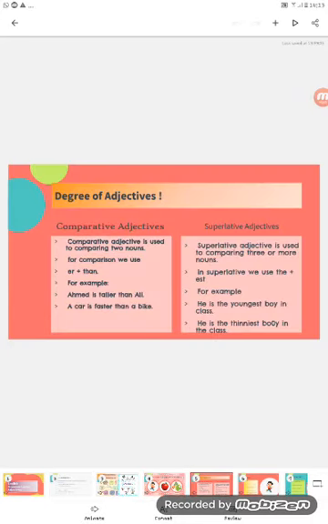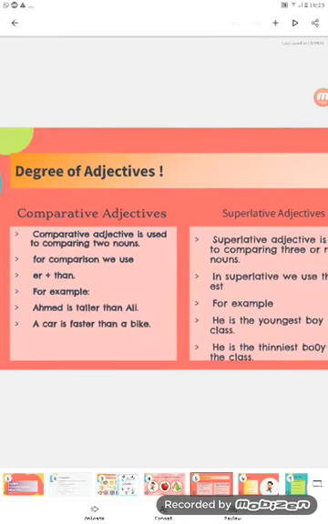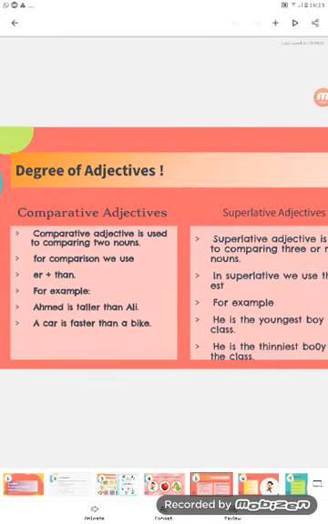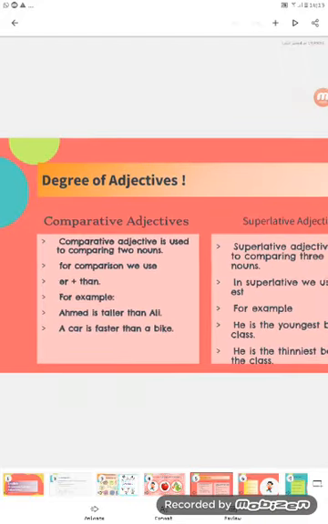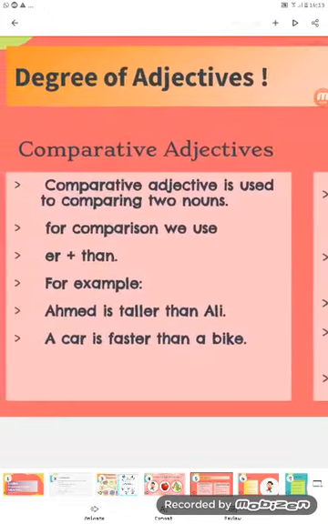Let's move on to another domain of adjectives, and it is called the degree of adjectives. Comparative adjectives and superlative adjectives. Let's see the comparative adjective first. Comparative adjectives are used to compare two nouns. Remember this, two nouns. For comparison, we use er at the end of the adjective with the help of than. Let's see the example. Ahmed is taller than Ali.